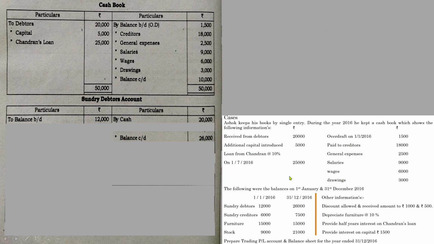Here there are no other items. In the balances we already take other information. Discount allowed and received amount is rupees 1,500. So discount allowed is 1,000 and discount received is 500. That is the meaning of the sentence.